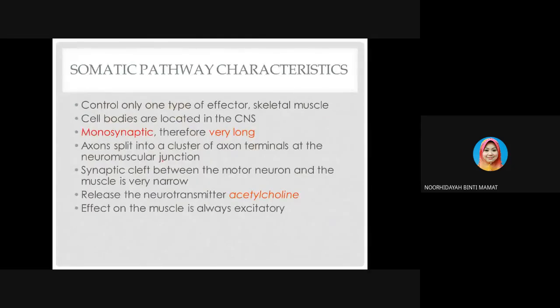So the somatic pathway characteristic: it controls only one type of effector, skeletal muscles, and the cell bodies are located in the CNS. The somatic pathway is monosynaptic, therefore the neurons are very long. They have only one synapse. The axon is split into a cluster of axon terminals at the neuromuscular junctions.